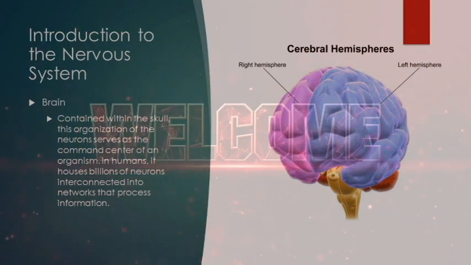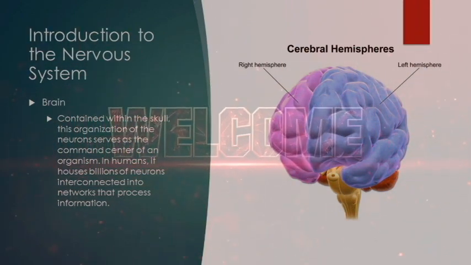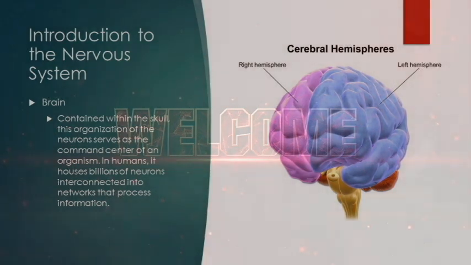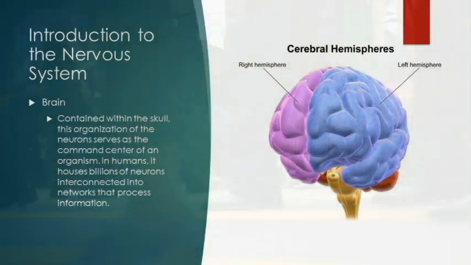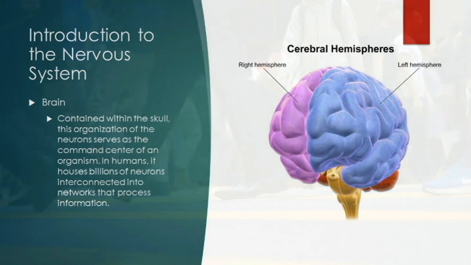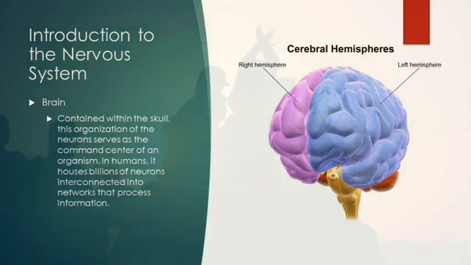Hello, class, and welcome back to the second part of our lecture on the central nervous system as well as cranial nerves. Now, let's shift our focus to the brain, the epicenter of thoughts, emotions, and actions, and explore how its structures shape our behavior and cognition.